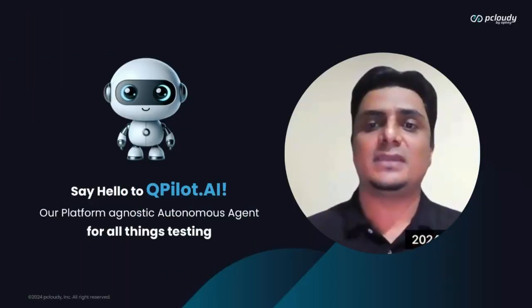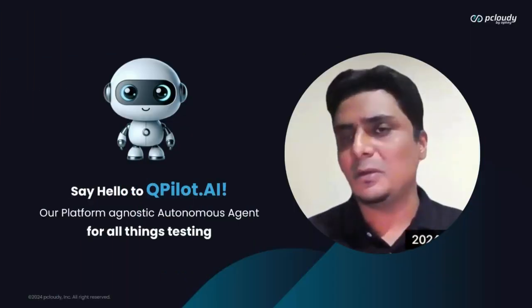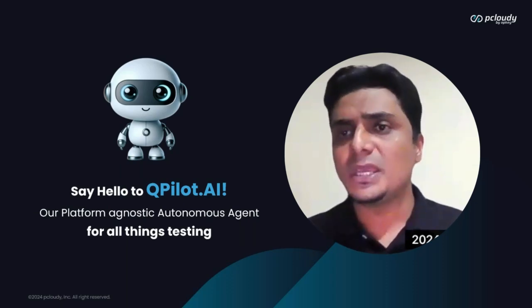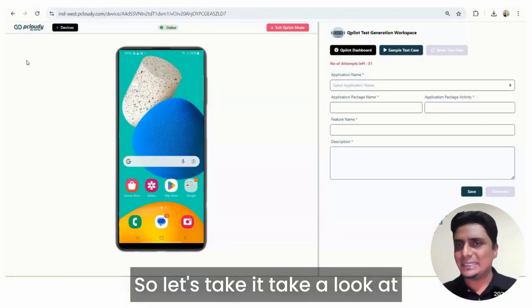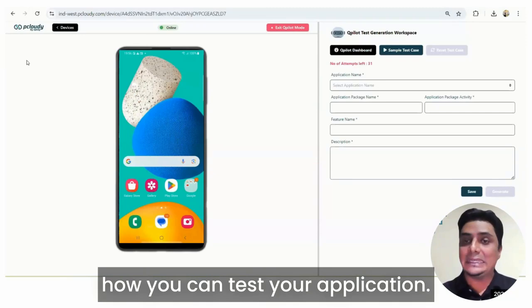Qpilot is the first AI-based automation mobile platform that Pcloudy has launched, and we're the first in the market to support both mobile as well as web applications. So let's take a look live at how you can test your application.